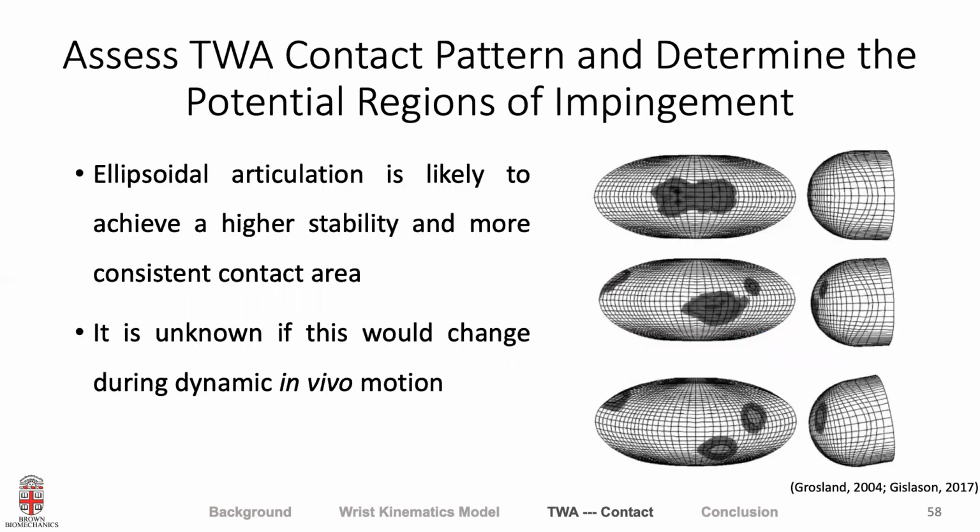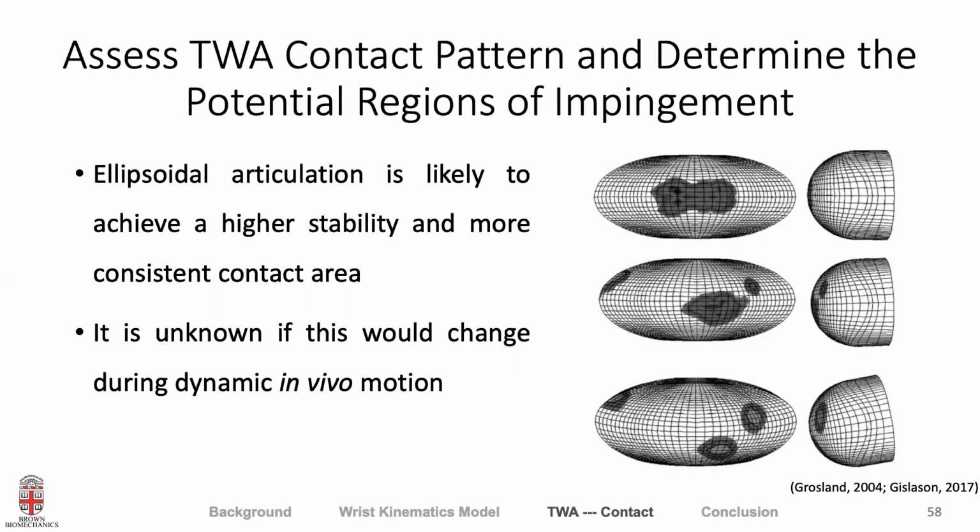So my last aim was to analyze the contact pattern, and finite element models have shown the ellipsoidal design total wrist arthroplasty has high stress levels on the ulnar aspect of the radial component. They have also shown they are more likely to achieve higher stability and have a more consistent contact area compared to other designs. That's why the designs these days are mostly ellipsoidal joints. But it is unknown if this changes in vivo movement.